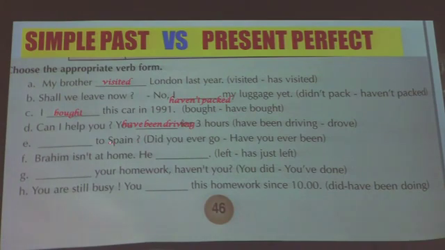Yes, E: to Spain. Have you ever been? Have you ever been to Spain? Which means, have you ever visited Spain?